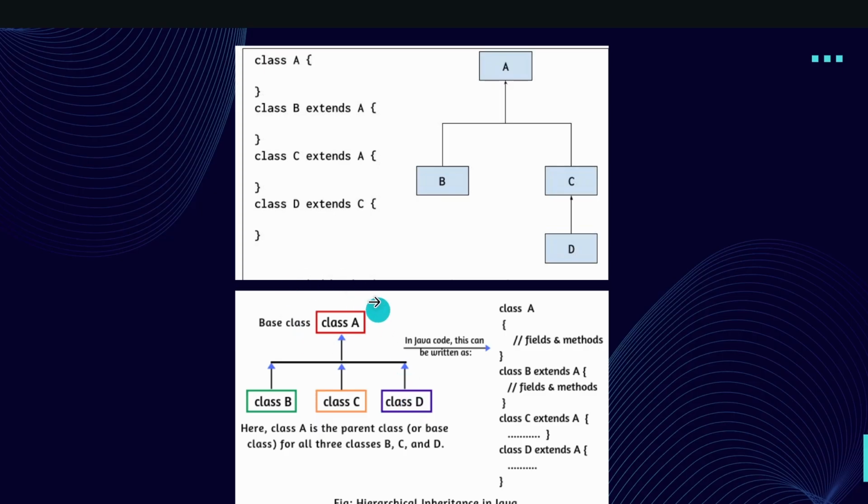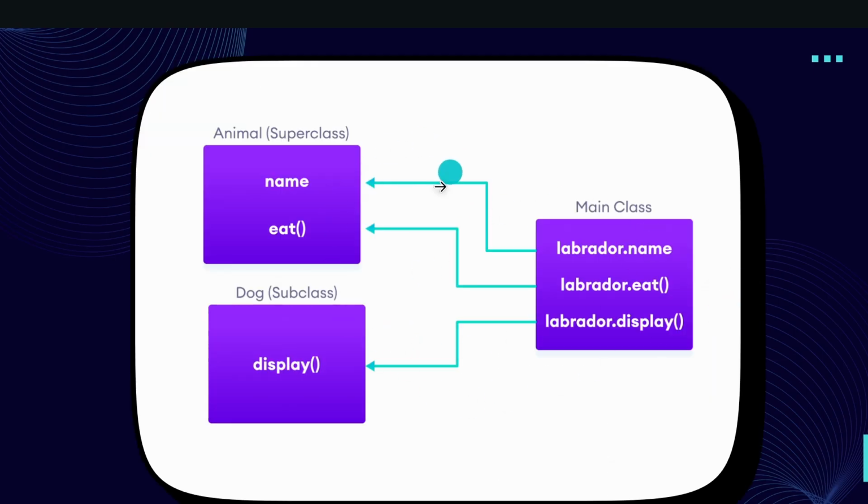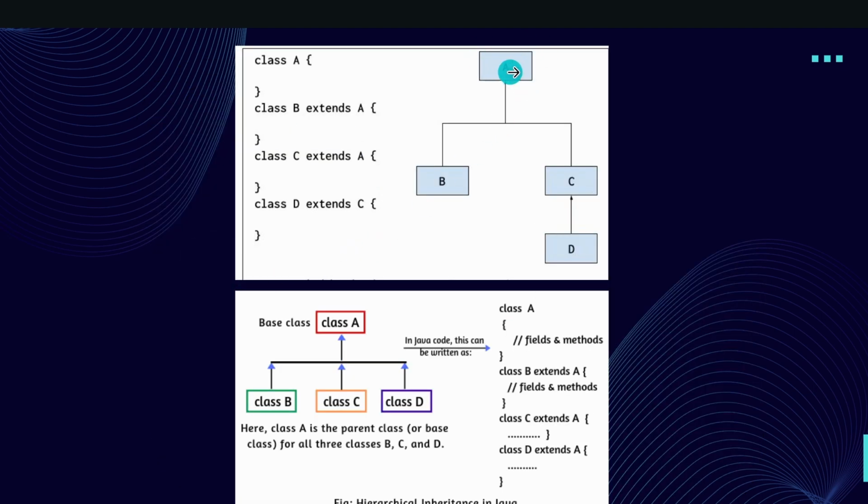This is known as base class, or parent class, and these three are known as child classes. Or if you see the next image, you can call this A as super class and you can call all these child classes as subclasses. So super class and subclass.